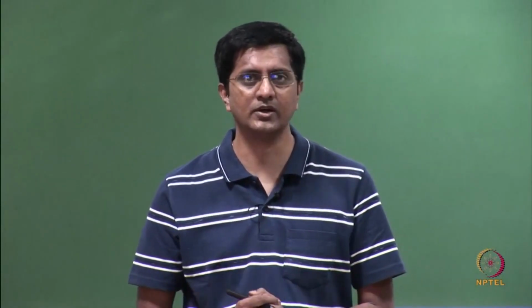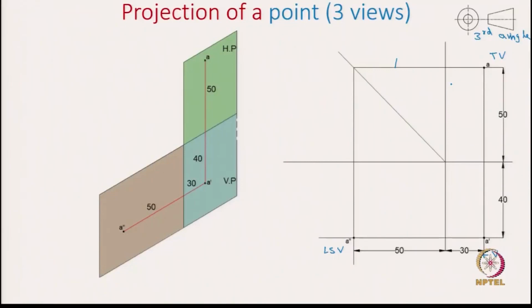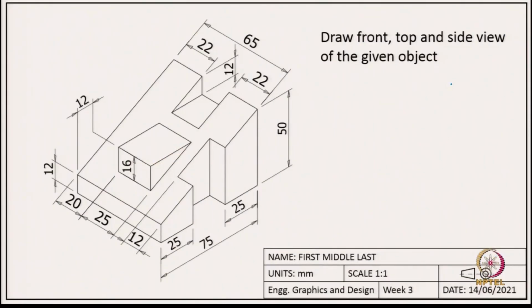But now, let us get into projections of a simple object. For example, the object we are looking at is this. Here we see an isometric view or a pictorial view of this object with all the dimensions. So, what are we asked to do? We are asked to draw the front, top and side view. So, here is the object which is shown on the slide.